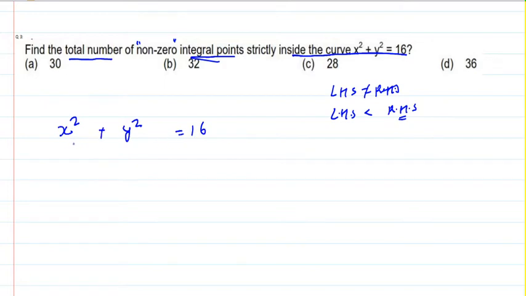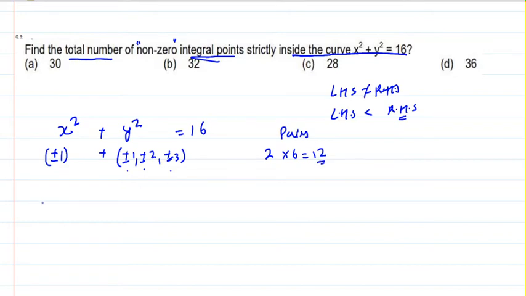See, I cannot put any of X or Y as 0. So if I put X as plus or minus 1, I will get the square 1. So Y square can go up to 15, up to 14. That means Y can be plus minus 1, Y can be plus minus 2, Y can be plus minus 3. So there are two values for X and there are 2, 4, 6 values for Y. So there are 12 pairs for X and Y.